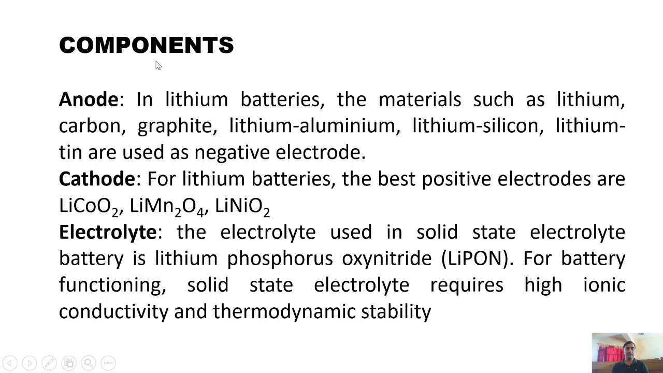The different components of solid state electrolyte battery. Anode: in the lithium batteries, materials such as lithium, carbon, graphite, lithium aluminum, lithium silicon, lithium tin are used as negative electrodes. Cathode: for cathode, the best positive electrodes are LiCoO2, LiMn2O4, LiNiO2. The electrolyte used in solid state electrolyte battery is lithium phosphorus oxynitride, LiPON.